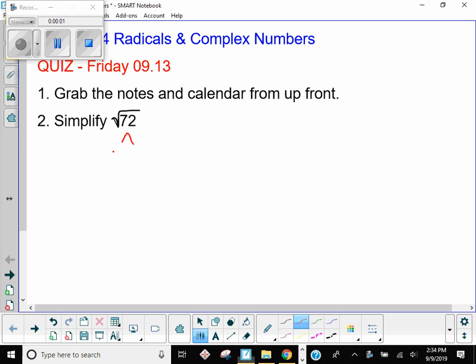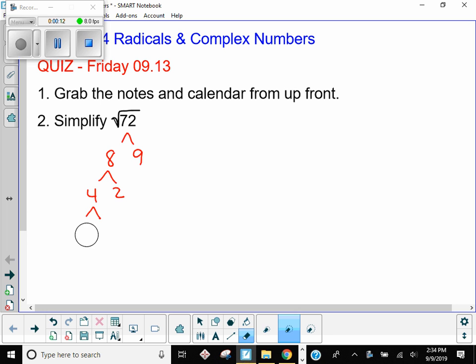So 8 goes into 72 9 times. Okay. Then you factor those two numbers down. 8 is 4 and 2. 4 can be factored into 2 and 2.